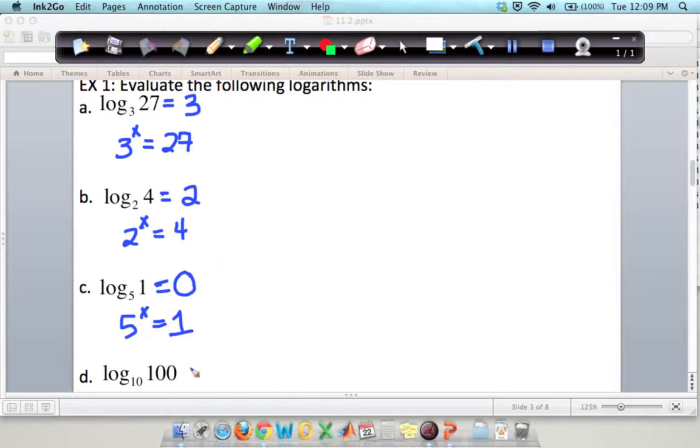And then this last one, 10 raised to what power is 100? That's what this is asking you. 10 raised to what power is 100? And that would be 2, squared. 10 squared is 100.